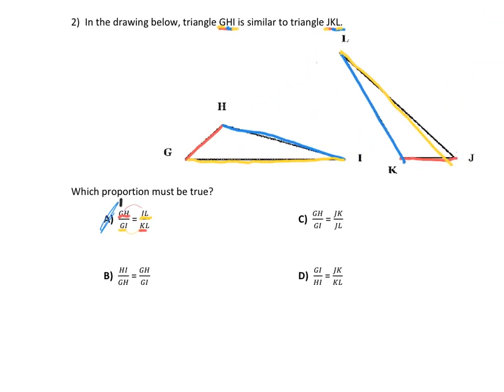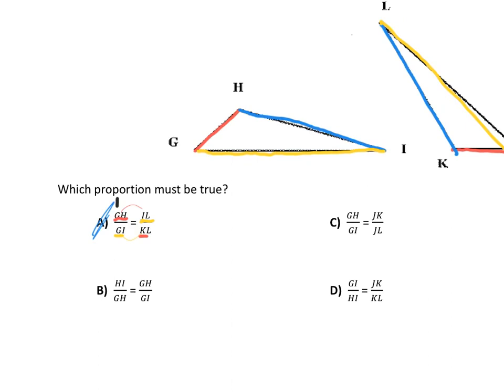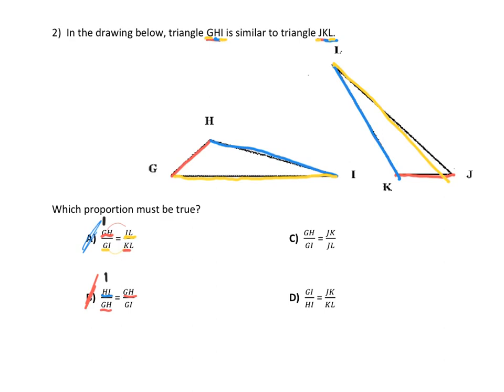Taking a look at B. HI, we did that in blue. GH, we did in red. So we're still talking about figure 1 over here. Well, GH, we just labeled it over here. Those are diagonal from each other. That doesn't do me any good. B is out. Looking at C, we have GH, which is red.